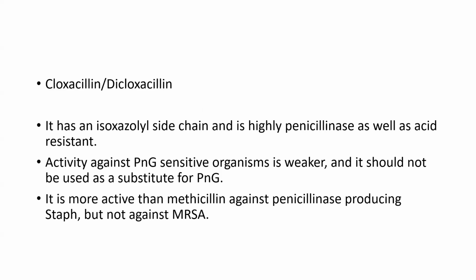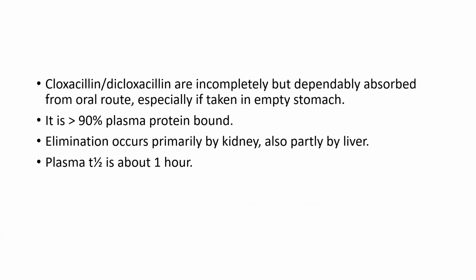Now about cloxacillin and dicloxacillin. They have an isoxazolyl side chain and are highly penicillinase as well as acid resistant. Activity against penicillin G sensitive organisms is weaker and they should not be used as a substitute for penicillin G. They are more active than penicillin G against penicillinase producing staph but not against MRSA. Cloxacillin and dicloxacillin are incompletely but dependably absorbed from the oral route, especially if taken on an empty stomach. They are more than 90% plasma protein bound and elimination occurs primarily by kidney and also by liver. Plasma half-life is about 1 hour.